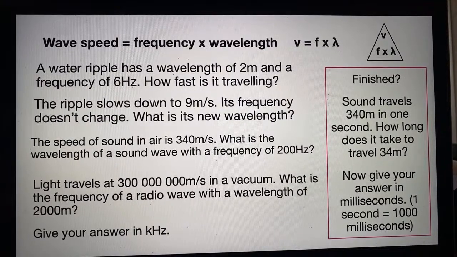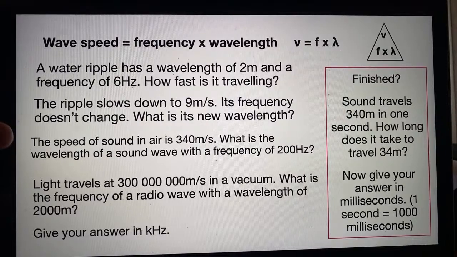A water ripple has a wavelength of 2 meters and a frequency of 6 hertz. How fast is it travelling? There's no trick questions here, this is just to practice using the equation. The ripple slows down to 9 meters per second. Its frequency doesn't change. What is its new wavelength?